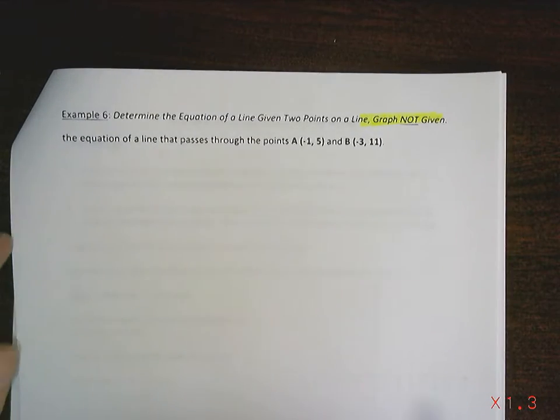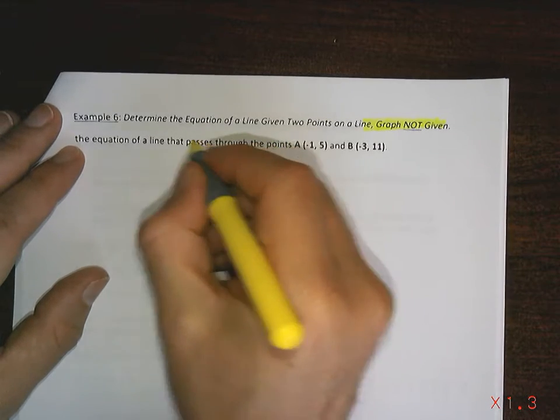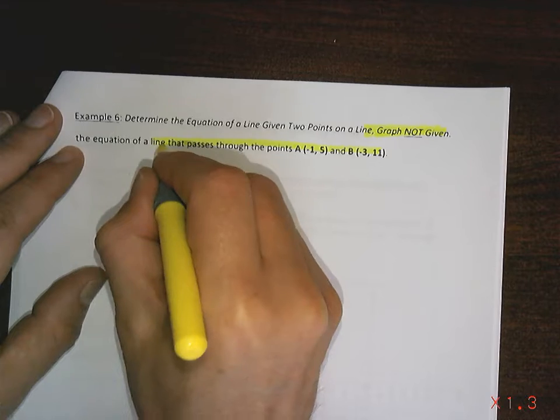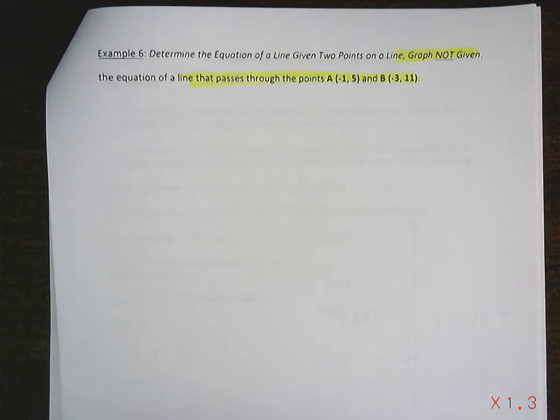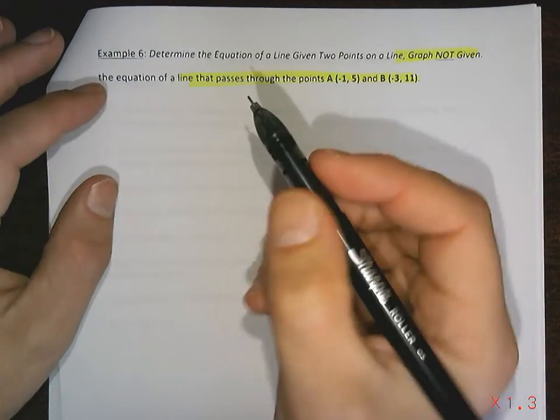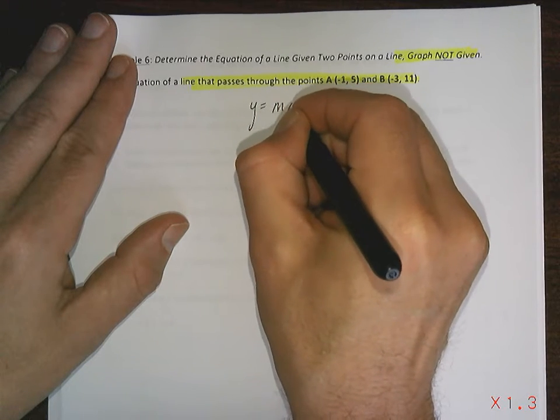It'll say simply, find the equation of the line that passes through these two points. That's all it'll say. It'll say nothing else. You'll have to do all the work. This is how you set it up. First of all, if someone asks you for the equation of the line, first thing you do is you write this.